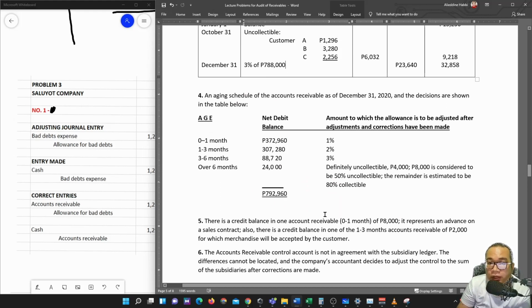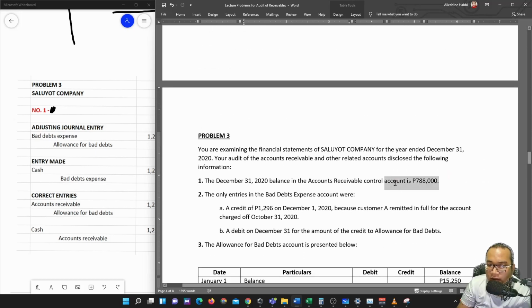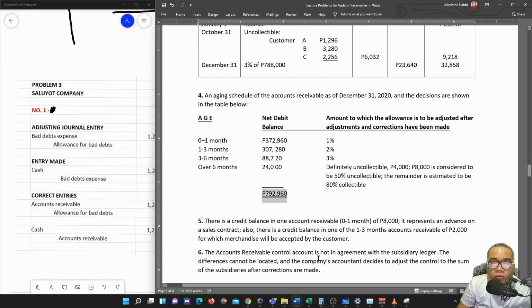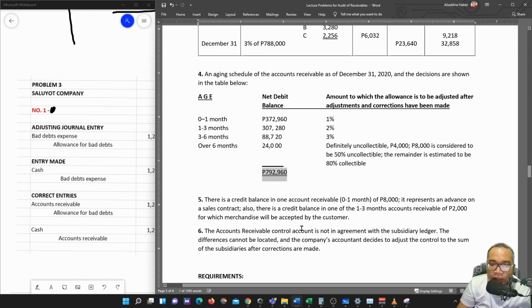Pansin ninyo, may difference. Sa control account, it's 788, pero yung nasa ledger is 792,960. So alam mo na, meron ulit yan gagawin. Ngayon, take note of this, number 5. There is a credit balance in one account receivable, dito sa 0 to 1, kung saan 8,000 yun. It represents an advance on the sales contract. Also, there's another credit balance dito naman sa 1 to 3 months, of 2,000 pesos for which merchandise will be accepted by the customer.